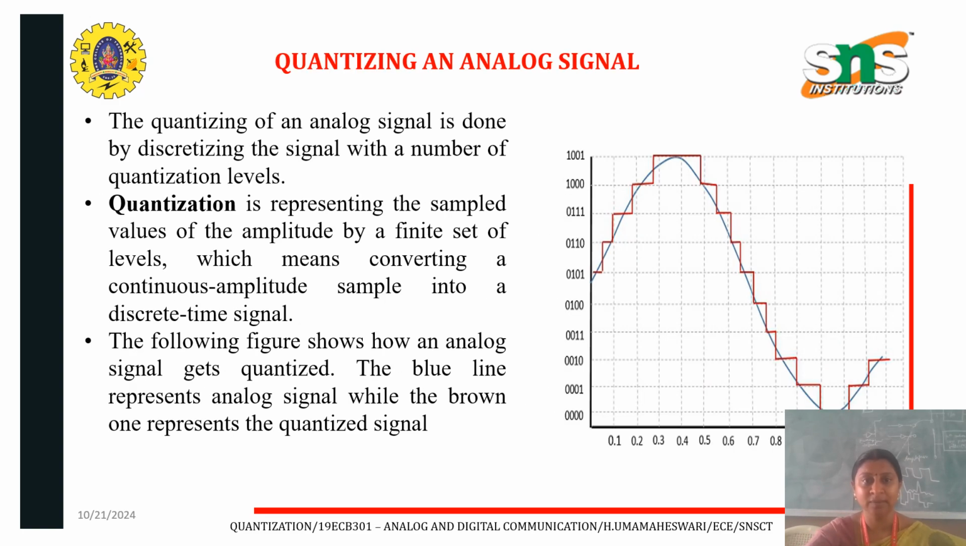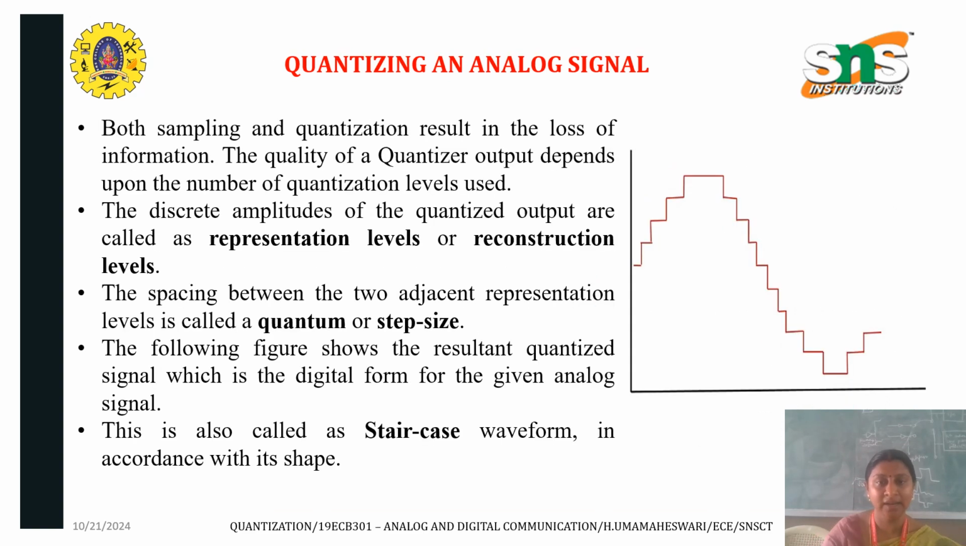Quantizing of an analog signal is done by discretizing the signal with a number of quantization levels. Quantization is representing the sampled values of the amplitude by a finite set of levels, which means converting a continuous amplitude sample into a discrete signal. The following figure shows how an analog signal gets quantized. The blue line here represents an analog signal, while the brown line represents the quantized signal.